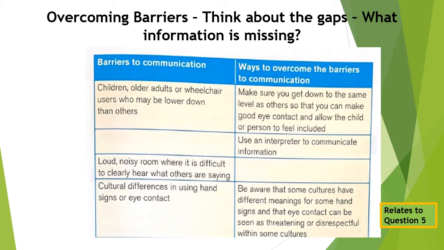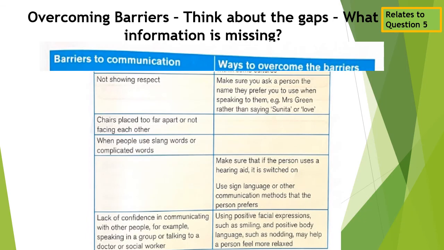Now, on the next one, we've got the missing box to the barrier. So you've got to think about what that barrier could be. The way to overcome that barrier is to use an interpreter to communicate information. So we'll do this one together and then I'll let you have a look at the others yourself. So the barrier to communication, if we need to use an interpreter to communicate, it could be a language barrier, that somebody doesn't speak English as their first language, so we'll use an interpreter to communicate the information. So have a look at this slide with the other blanks and the next one and fill the missing gaps.